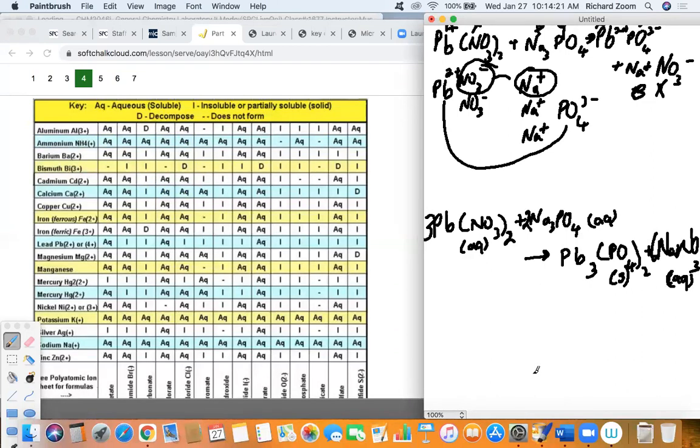Now you're not going to have to worry about that. I'm actually going to tell you what the solid is on the test, so you don't have to worry about using a solubility chart, but that's how you would do it. Does anybody have any questions so far?